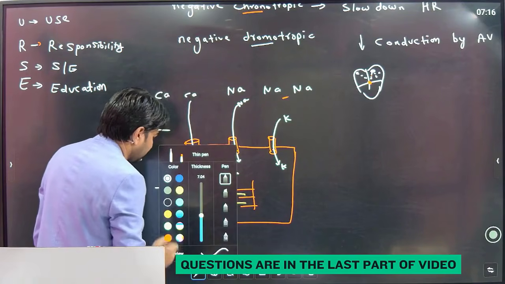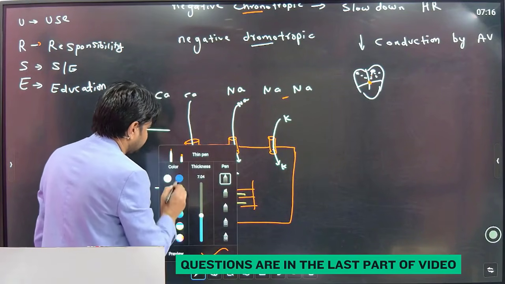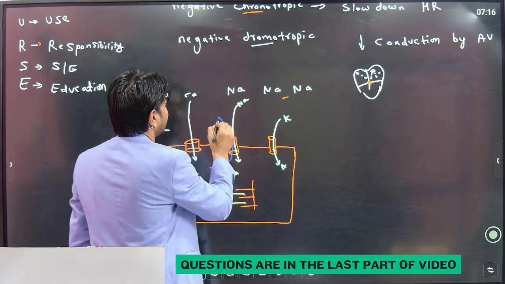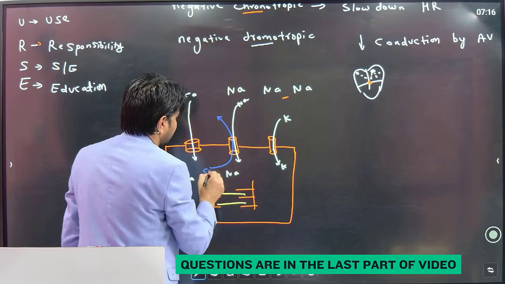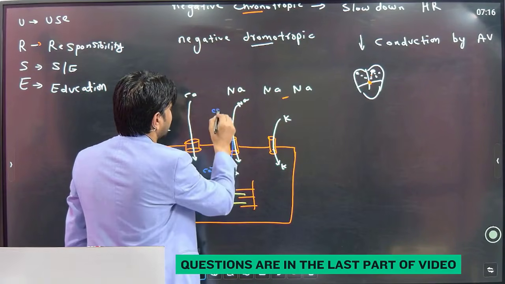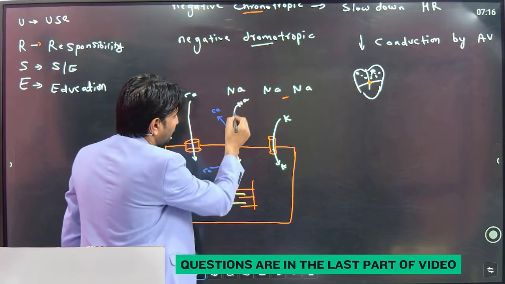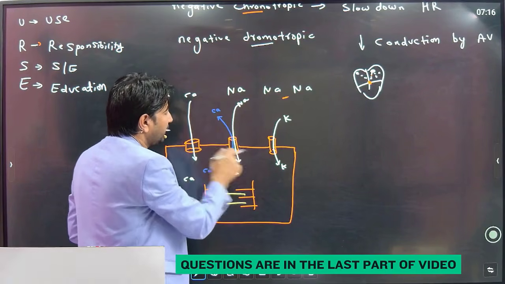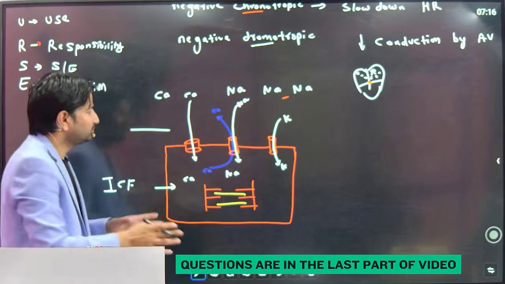Calcium can also go back out through the second channel. So this calcium will exit through this channel. So that means calcium came in from here and it will go out. But this only happens when sodium comes in, then calcium goes out. Remember, if sodium doesn't come in, calcium won't go out.